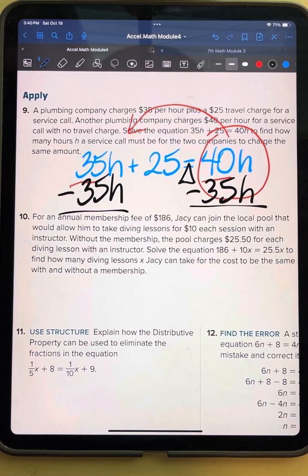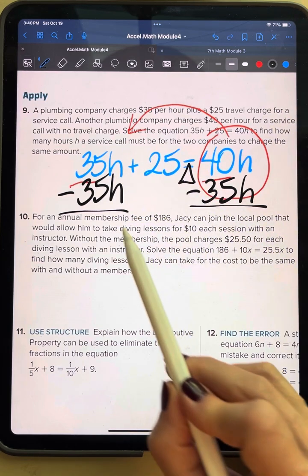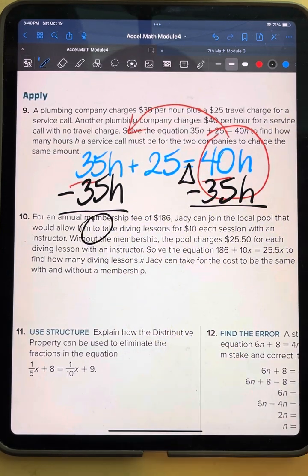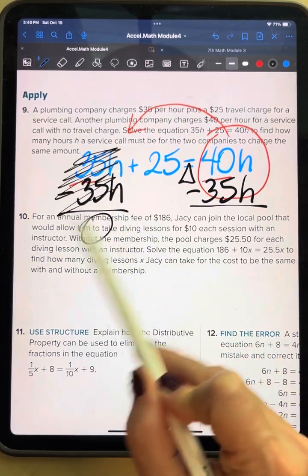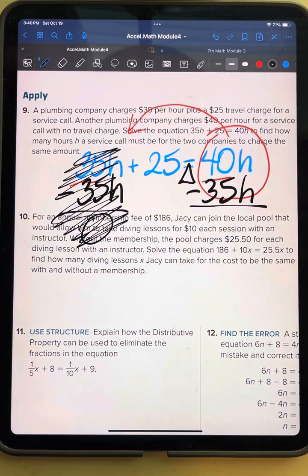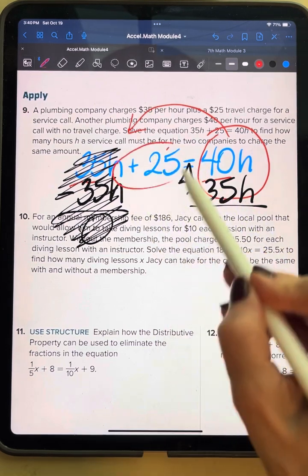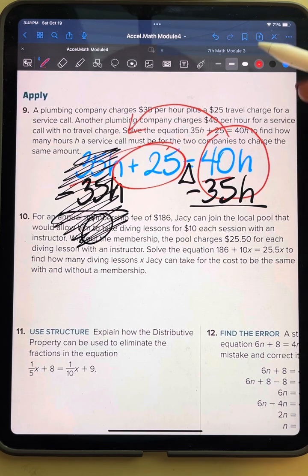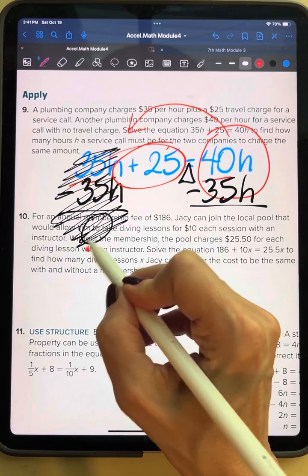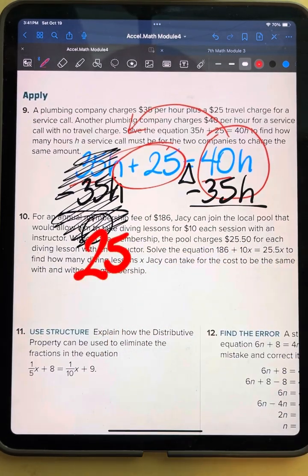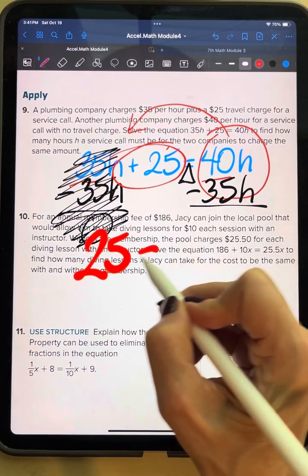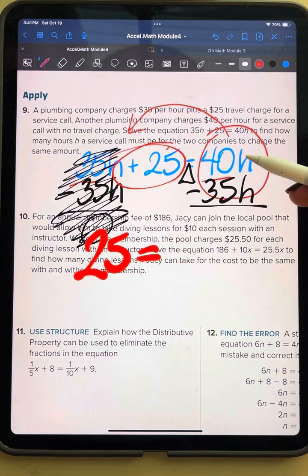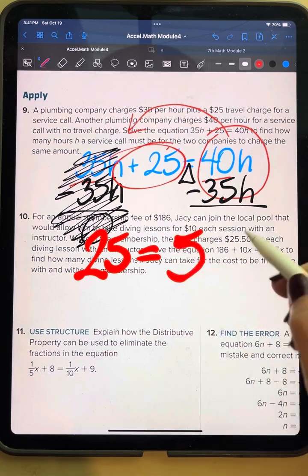Okay, so next step. 35h take away 35h would equal 0. I don't even need to waste my time writing 0. Normally, I just scribble it out and say, okay, cancels out. Don't forget to copy whatever you see coming next. In this case, it's a positive 25. Now, I don't need to copy the positive symbol, because if I just copy 25, I know that automatically means it is a positive 25. Equaling, and then we have 40h take away 35h, you know that's 5h.